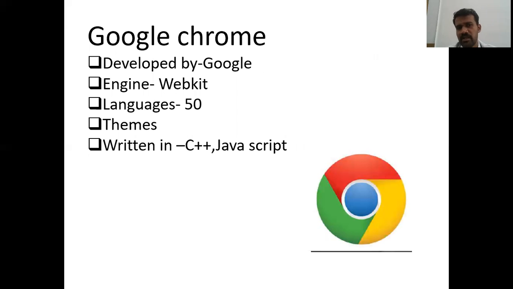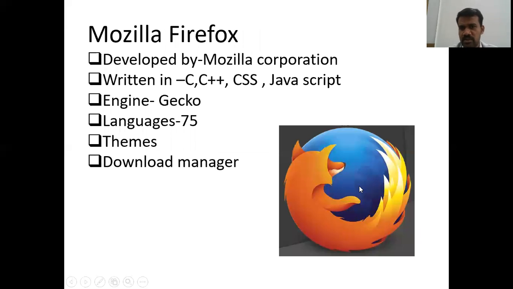Google Chrome was developed by Google. The engine they're using is WebKit. It supports 50 languages, and themes, written in C and C++ with JavaScript. This is the logo of Google Chrome. Mozilla Firefox is developed by Mozilla Corporation, written using C, C++, CSS, and JavaScript. The engine is Gecko. It supports 75 languages, themes, and a download manager.